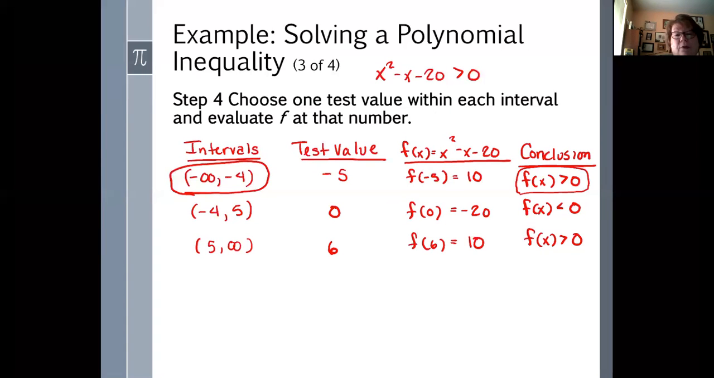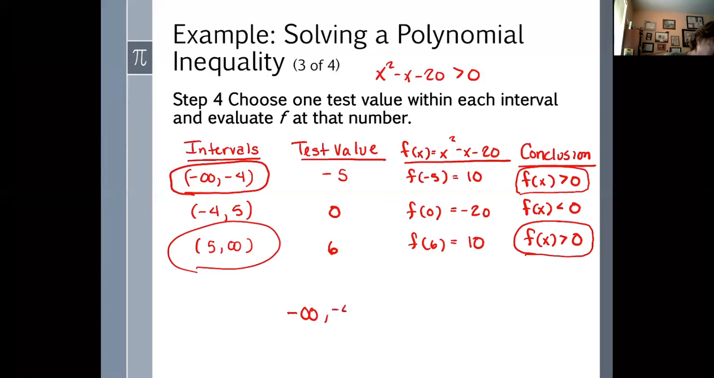It's also true for the last interval from 5 to infinity. So the solution to this inequality is the union of those two intervals. So the solution is from -infinity to -4 joined with 5 to infinity. Because in both of those intervals, the inequality that this function is greater than 0, or a positive number, is true.